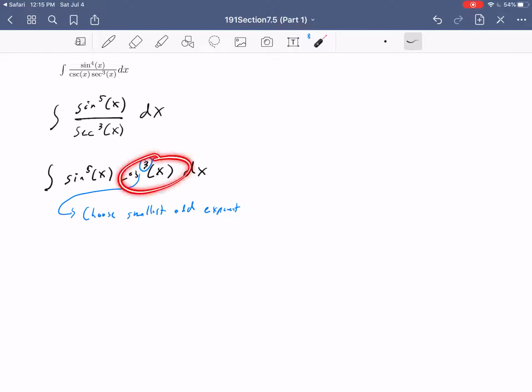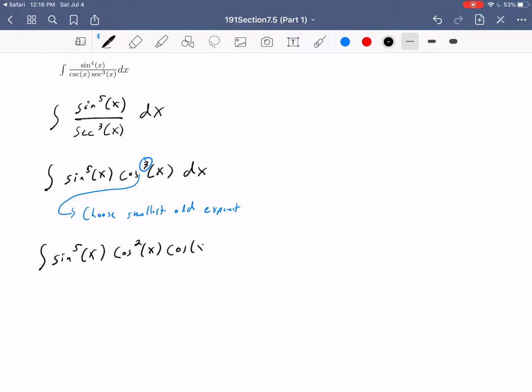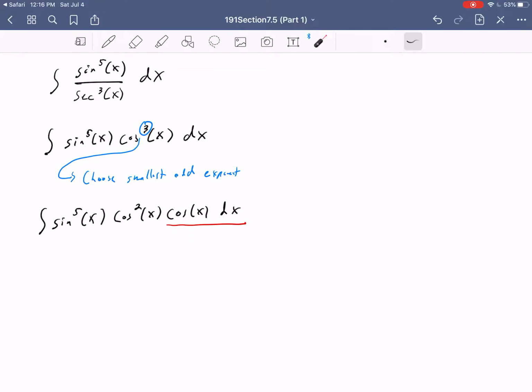Why am I choosing the cosine cubed rather than the sine to the fifth? Well, if I choose the sine to the fifth, I can save a sine, which will work perfectly, but then I'll have to convert sine to the fourth using Pythagorean identities, which means I'll have to use two Pythagorean identities. Here, if I save a cosine, things will be a bit simpler. So we're going to rewrite this: sine to the fifth cos squared cosine x dx. I recommend doing something to remind yourself that this now is untouchable. We're saving that for a u substitution.